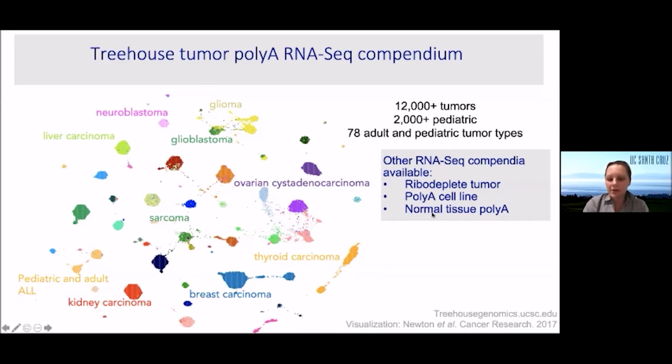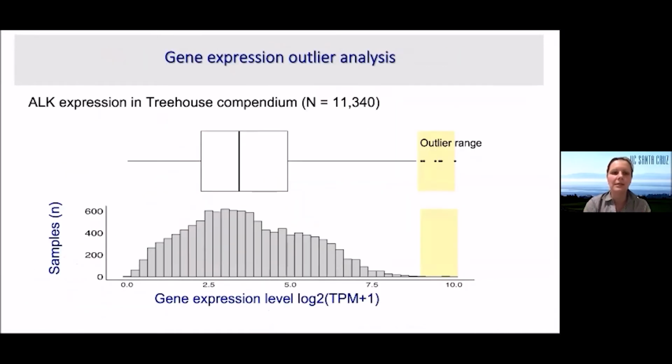We have a couple of other compendia that we've built. So this is a compendium of RNA sequencing data generated using the polyadenylation, poly-A selection protocol. But then we also have a ribodepletion-based compendium. We also have a cancer cell line compendium and a normal tissue compendium that could be used for these types of comparative analyses. And then we use these compendia.